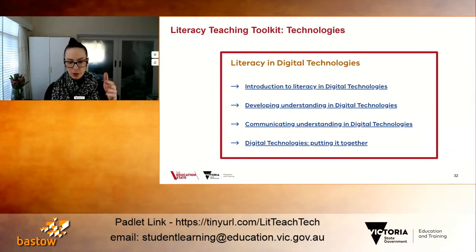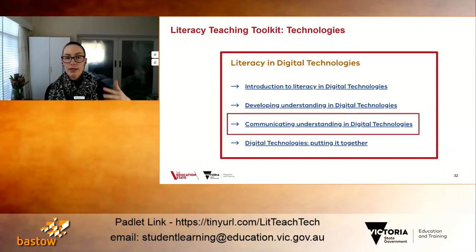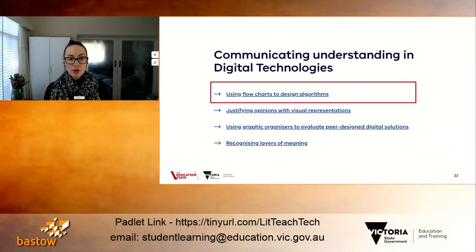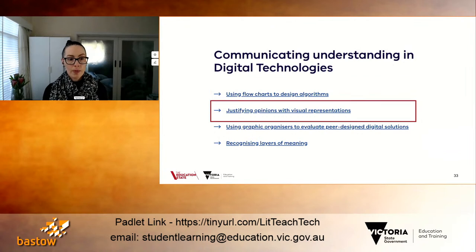Okay, so if we go back to the start, we've looked at the introduction, and briefly looked at developing the understanding. Now we're going to look at the expressive part, so the work the students are creating as a result of their learning in digital technologies. So firstly, they've got some sample work on using flowcharts to design algorithms. Obviously, they've explained what algorithms are first, and then introduced the different images that students will need to use to create their own algorithm and their flowchart and why that's important.